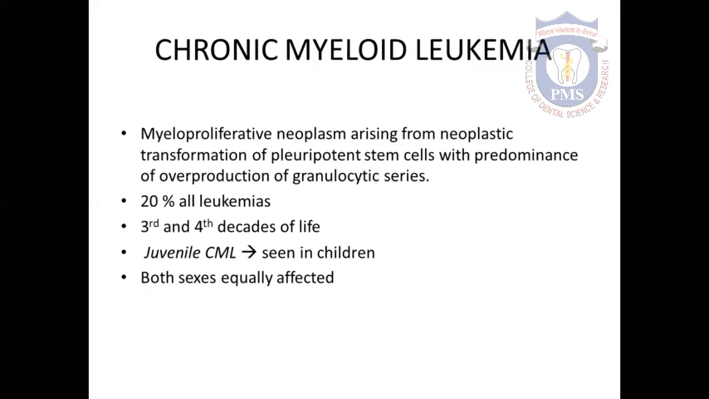It usually affects adults, that is, people belonging to third and fourth decades of life. This condition is rare in children, and there is a juvenile variant called the juvenile CML, which is seen in children. It affects both sexes equally.